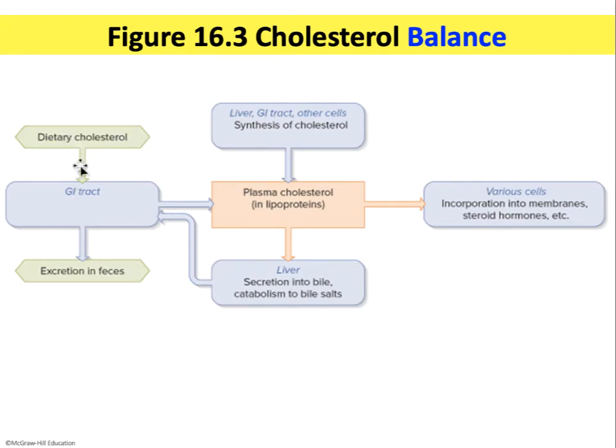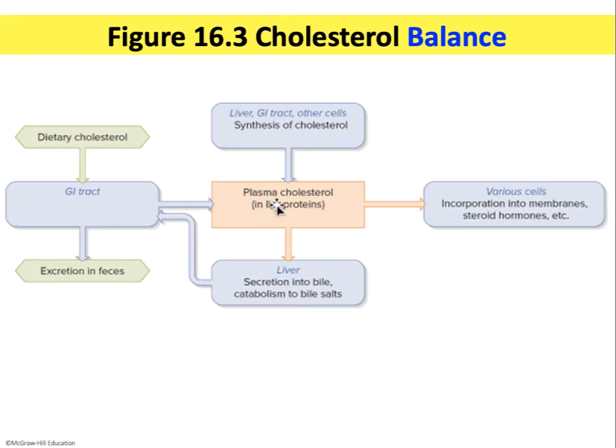So if there's not enough cholesterol coming in through the diet, then that's supplemented by synthesis of cholesterol by the liver. If there's too much cholesterol coming in from the diet, then it's excreted in the feces. So the genetics will control the plasma levels of cholesterol. Cholesterol has 2 faces. On the one hand, it's bad. It can lead to the buildup of plaque on the inside of our blood vessels. On the other hand, cholesterol is necessary for making the membranes of all cells.